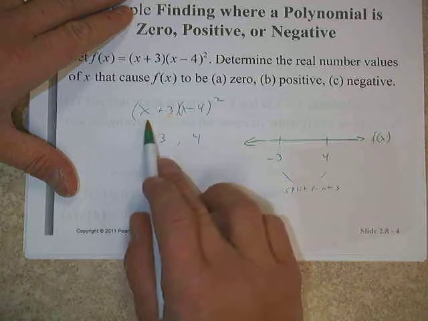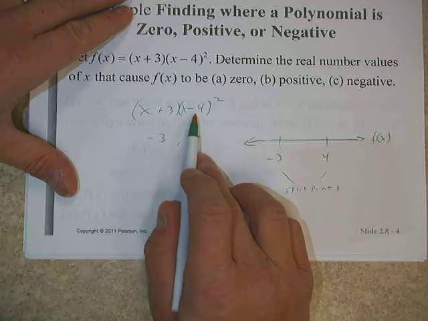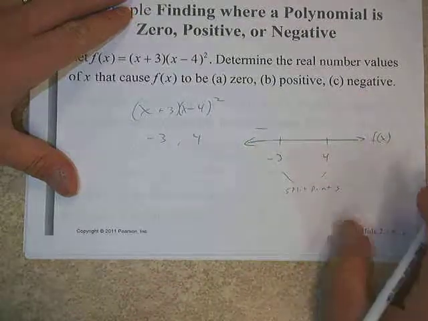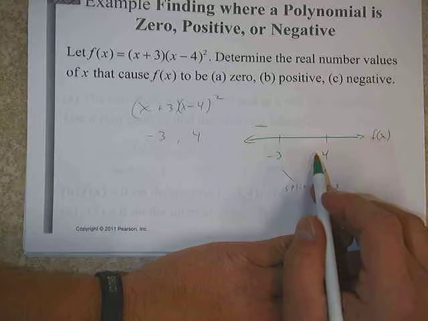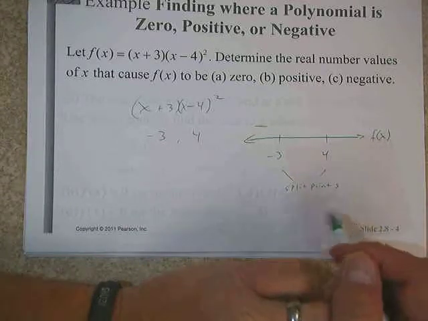And if I put a negative 4 in here, I'm going to get a negative, but it's going to get squared, which would make it positive. So it would be a negative times a positive, which would make it a negative. Okay? So it would be a negative in that group.